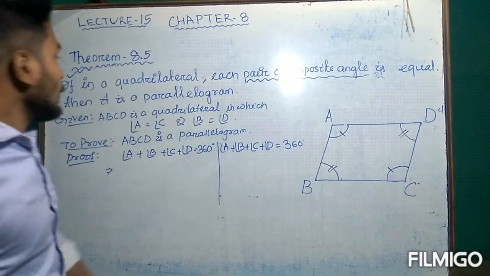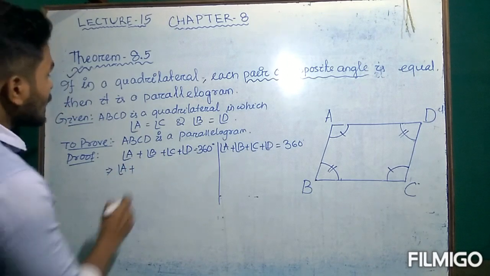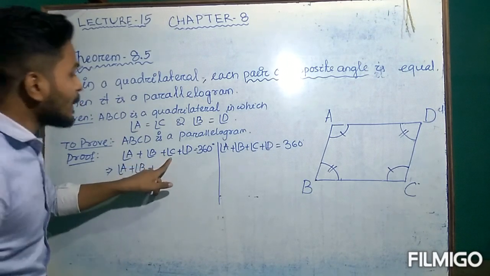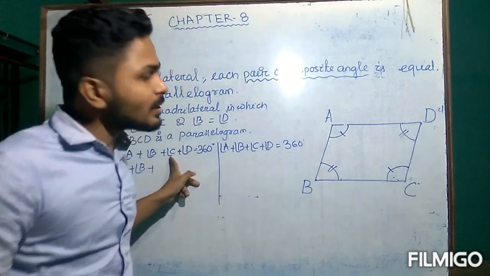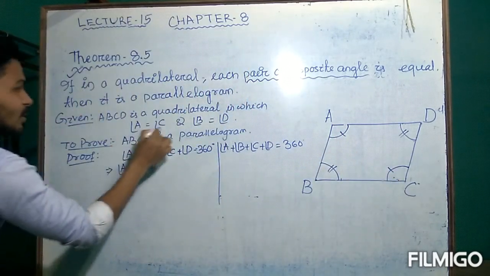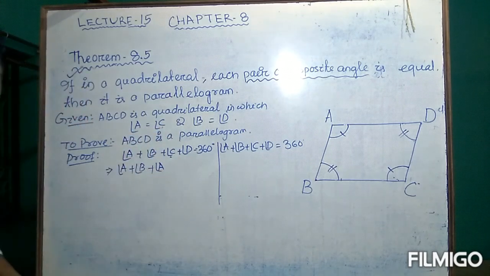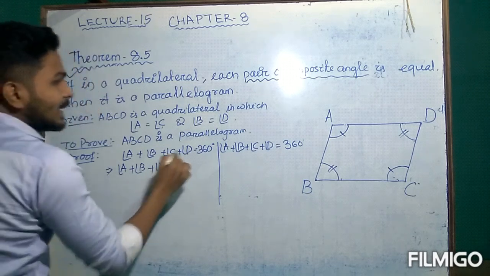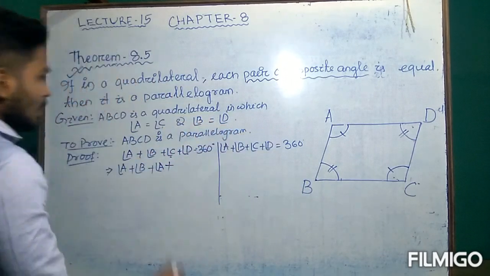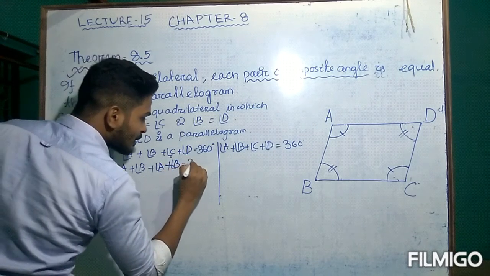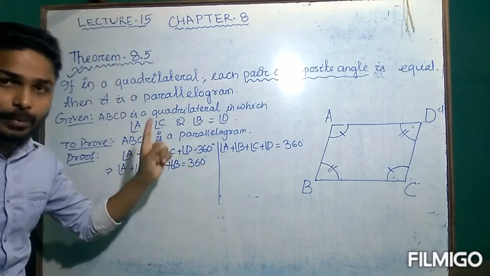Clear? So next, A plus, and here you have to write B plus. Now in the place of C, can we substitute angle A? Yes, we can substitute because C is equal to A. Similarly, in the place of D, can we substitute angle B? Yes, we can substitute because the pairs of opposite angles are equal. So in this place, we substitute B, is equal to 360. You can write the reason here. Since there is no space, I didn't write it, but you have to write it in your copy.